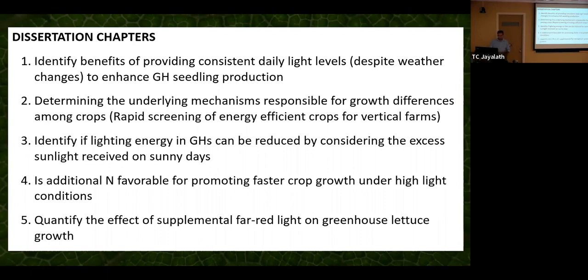And the last study I did was to quantify the effect of supplemental far-red light on greenhouse lettuce production. Far-red light is light added to regular lights on most indoor farms. I will explain that later. There are a lot of benefits to having far-red light on indoor farms, especially for leafy greens, so I wanted to see whether there are also benefits in greenhouse settings.